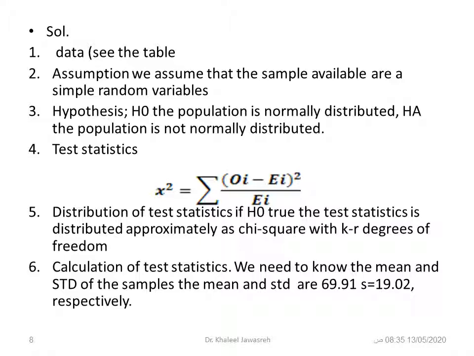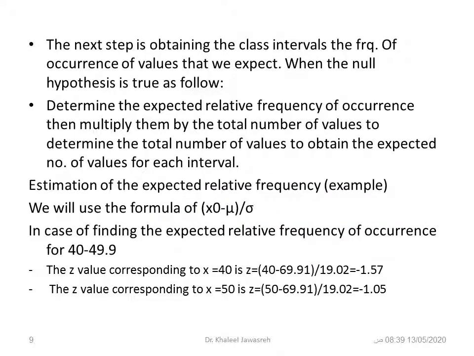And why do we use the mean? Because we are dealing with the normal distribution, and we will use the z values directly to prove whether it is normally distributed or non-normally distributed. The next step is obtaining the class intervals of the frequency of occurrence of values that we expect when the null hypothesis is true, as follows.